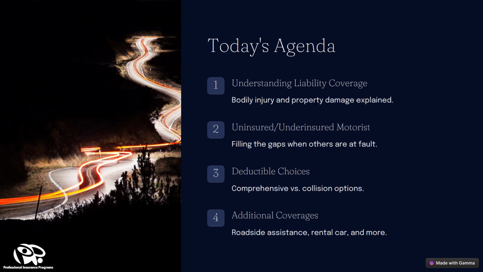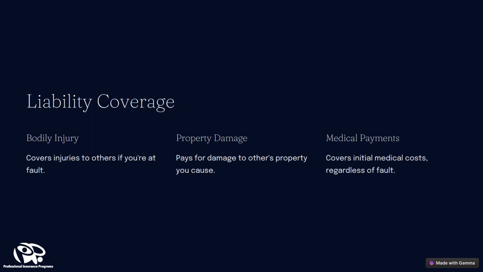Let's begin with liability coverage. Liability insurance is one of the most important components of your auto policy. If you cause an accident, this coverage helps pay for damages and injuries to others. Here's how it works. Bodily injury liability covers medical expenses, lost wages, and legal costs if you injure someone in an accident. Property damage liability pays for repairs or replacement of another person's property if you're at fault.